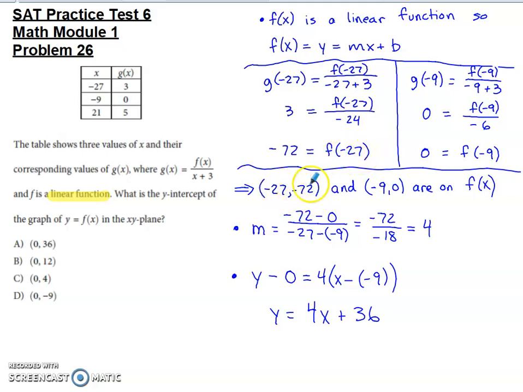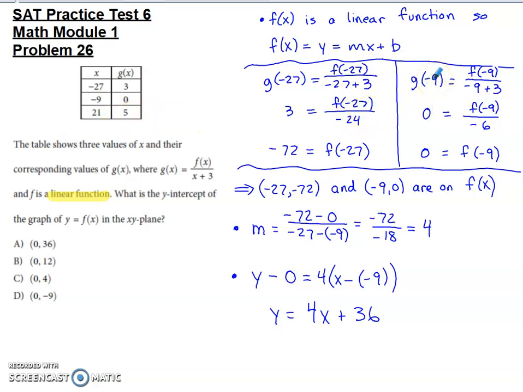That tells me an ordered pair that has to be on f. If I know two ordered pairs on f, I can figure out what the slope of that linear function is, and I can figure out what the y-intercept of it is. So I did another round of a similar calculation, but with negative 9 this time. I could have used 21. I just chose to use the first two lines in the table rather than the third, but I could have used any combination of two of them.